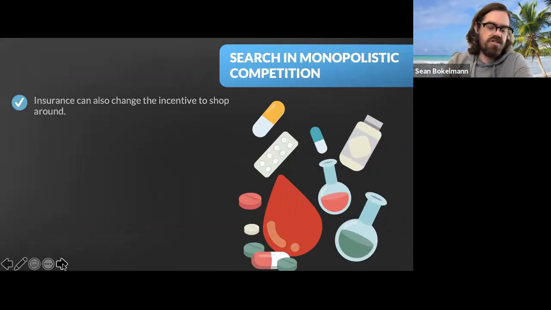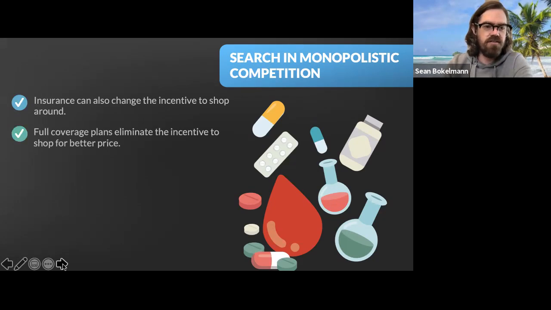Now there's another issue regarding insurance. It can affect the incentive that patients have to shop around, right? So you can imagine a full coverage plan basically eliminates the incentive to search for a better price. If you don't have to pay anything out of pocket, then basically we have a perfectly inelastic demand curve, right? And there's no incentive to shop for price.